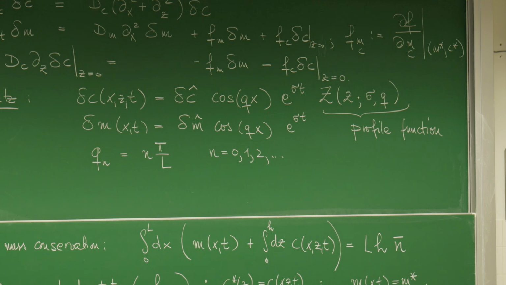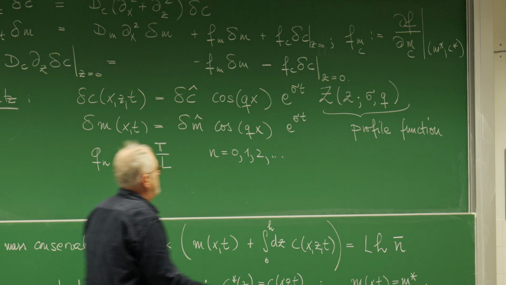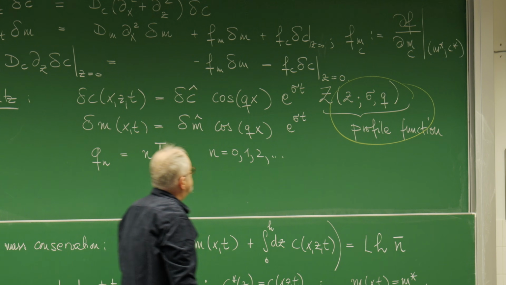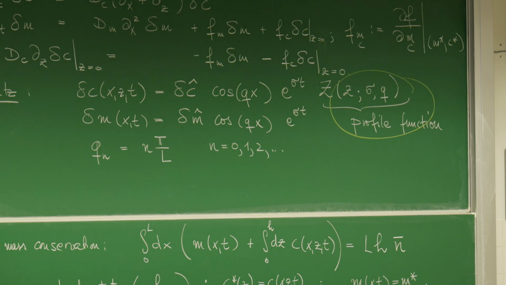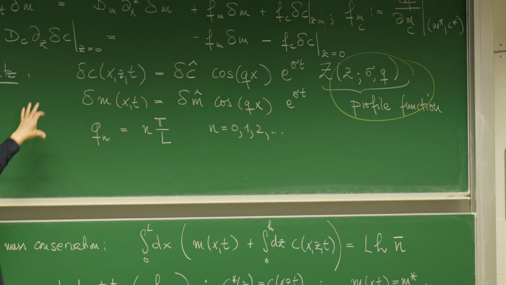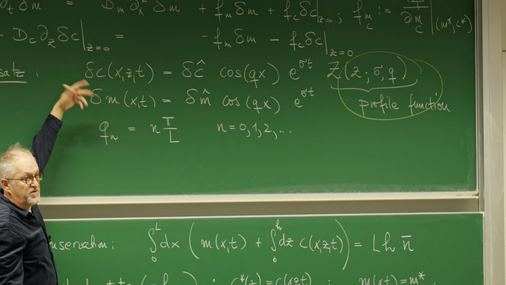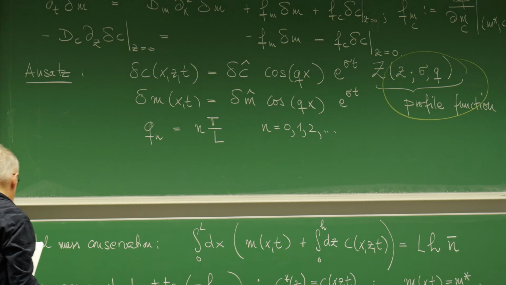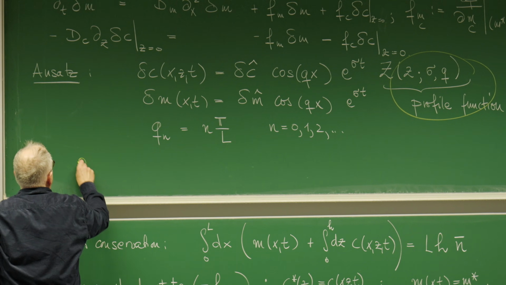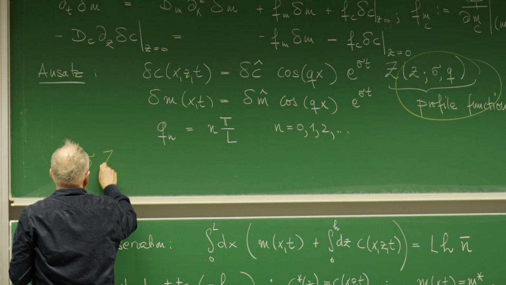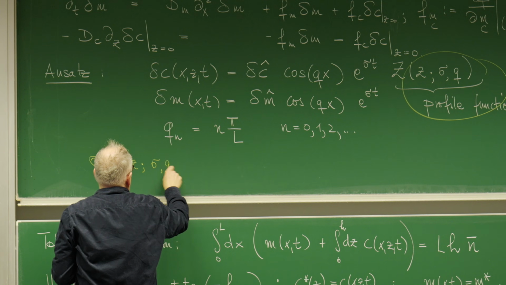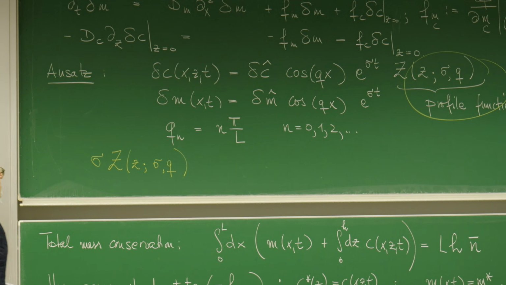What's more tricky now is really the profile function, this one here. How do I get a corresponding equation for that? Well, we have all the equations on the board, so we just need to work it out, insert the ansatz that we made here into our linearized equations of motion, and then get the equation for the profile. So the profile as a function of z, and also in a parametric way depending on sigma and q.